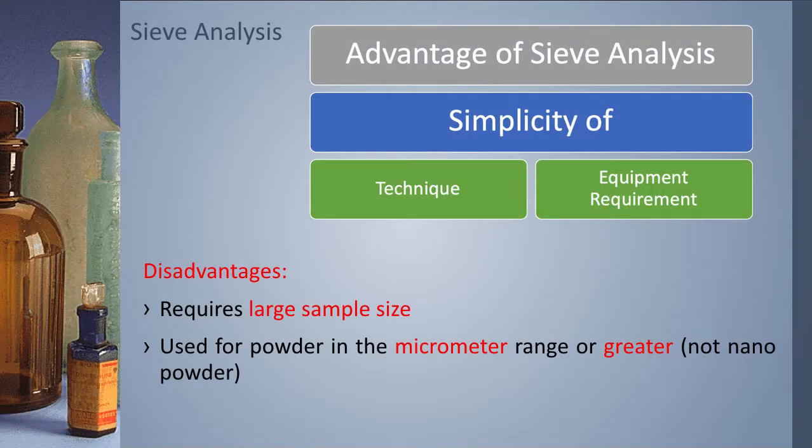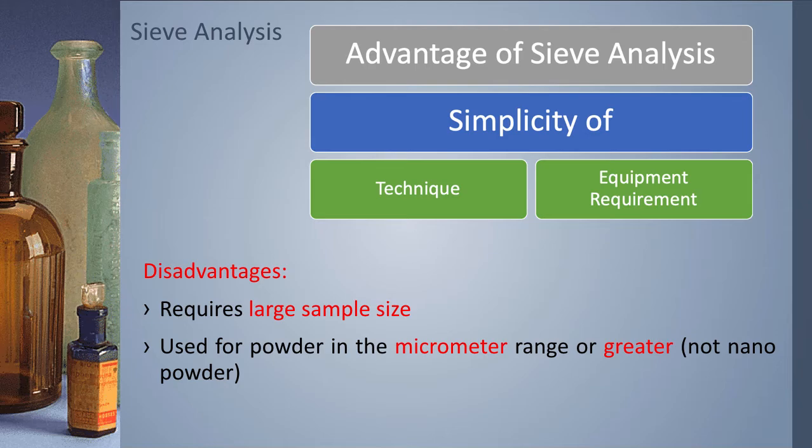The advantage of this method is simplicity of technique and simplicity of equipment. Regarding equipment, you need only a set of sieves, which is very cheap, very simple and available. Regarding the technique, you need only shaking of the set of sieves so the powder can move between the sieves based on their size. But again, it has some disadvantages.